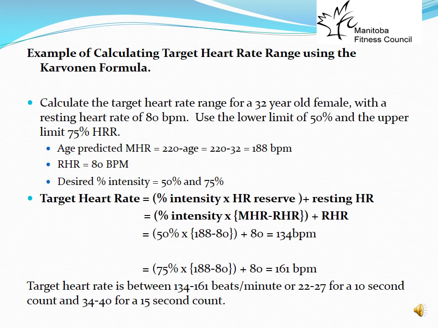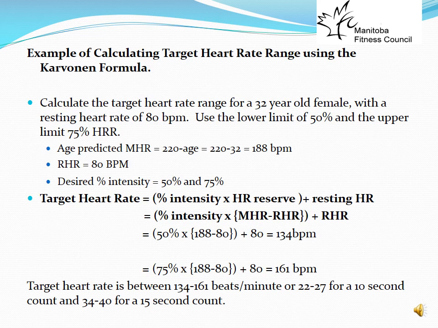So to do this, we're going to need some information going into it. We'll need to know what her age predicted maximal heart rate is. So we know that's going to be 220 minus her age, which is 32 years old, which gives us 188 beats per minute. That's her age predicted maximal heart rate.